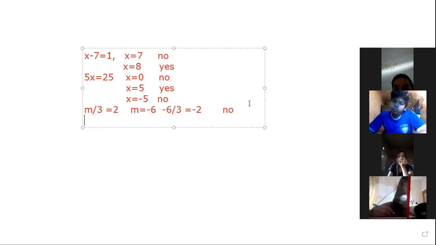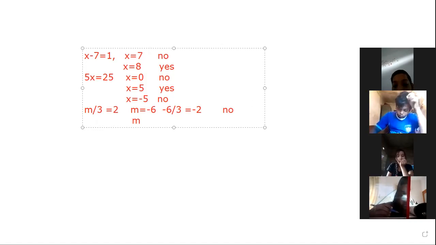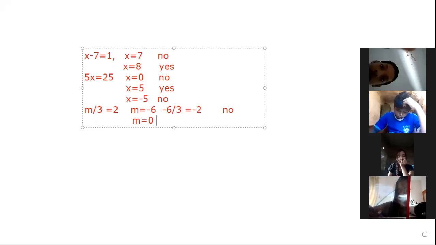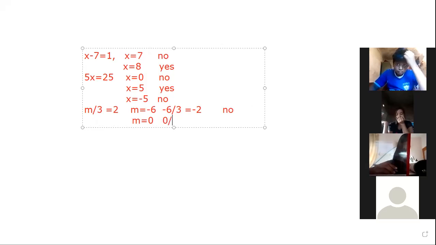And the next, in the same equation m by 3 equal to 2, we can replace m is equal to 0. What happens when we replace m is equal to 0? 0 by 3. What is the value of 0 by 3? It should be 0. But in our equation, the answer is 2. But here the answer is 0. Is it satisfying or not? No. It is not satisfying. So we can write as no.